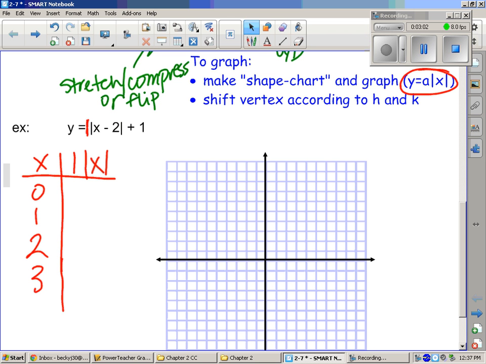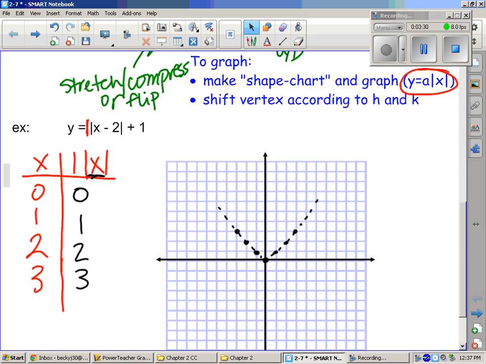Remember, I am plugging these x values into this equation. Okay, I'm not going to do the minus 2 and plus 1 yet. So absolute value of 0 will get us a 0. Absolute value of 1 would be 1, 2, and 3. That would look like this. Using the idea of symmetry, we can go on the other side. So that's why we don't need to plug in those negative numbers. So the shape of our graph would look like this, just like we did up above on the original one.